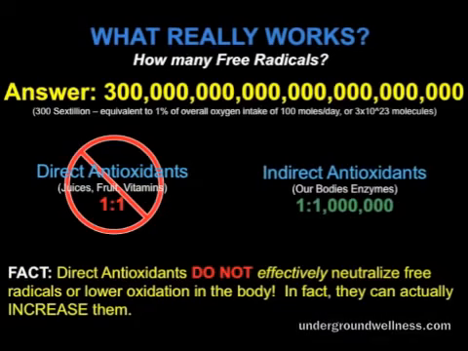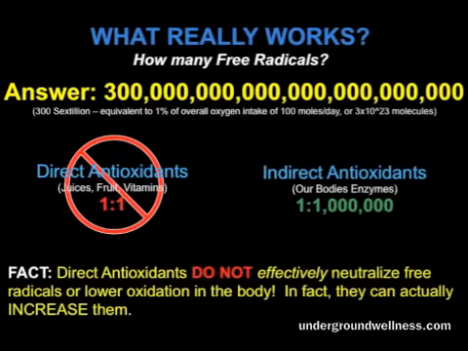Well, the answer to how many free radicals our bodies produce in just one 24-hour period is staggering. It's 300 sextillion free radicals produced in one 24-hour period by one healthy individual. This is not someone who's diseased. This is not an ill person. This is a healthy person. And it's 300 sextillion, which is the number 3 followed by 23 zeros.